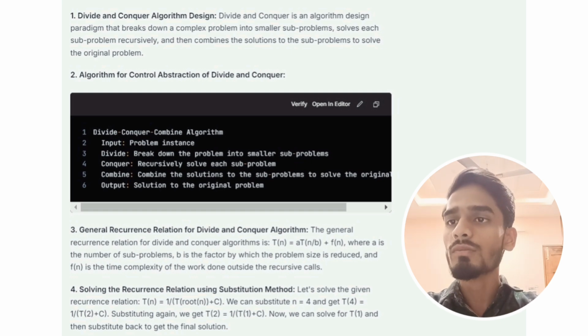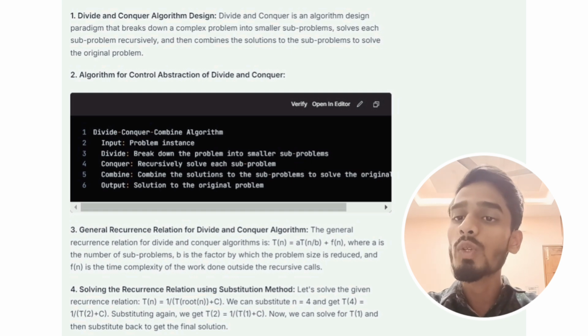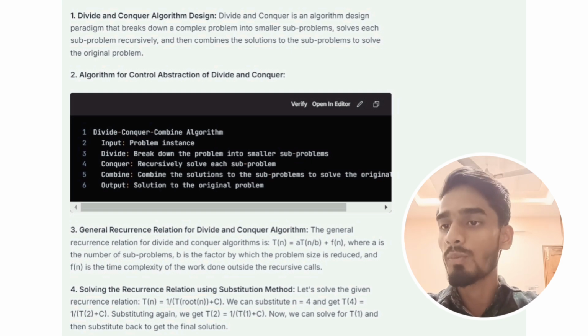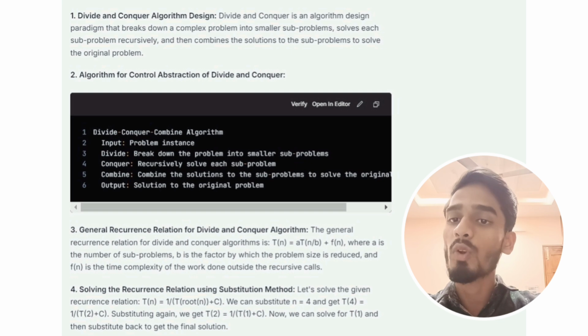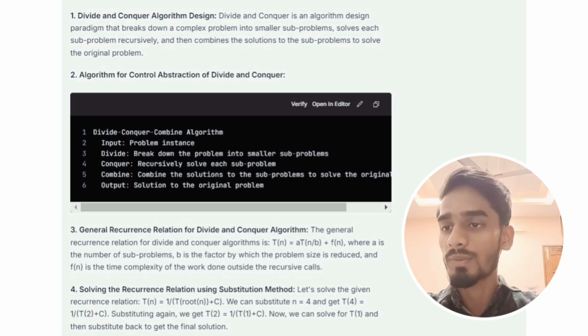Next, what is the general recurrence relation for divide and conquer algorithm? The general recurrence relation for divide and conquer algorithm for the given problem is T(n) = a T(n/b) + f(n), where a is the number of subproblems, b is the factor by which the problem size is reduced, and f(n) is the time complexity of the work done outside the recursive calls.